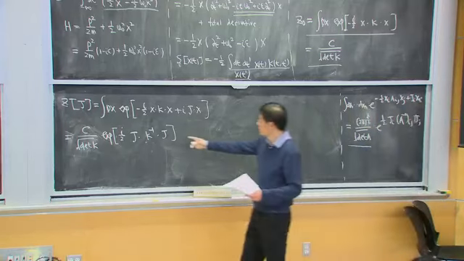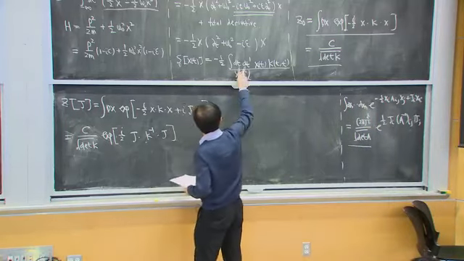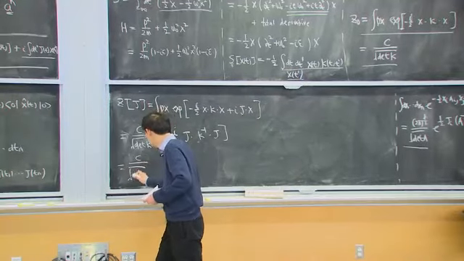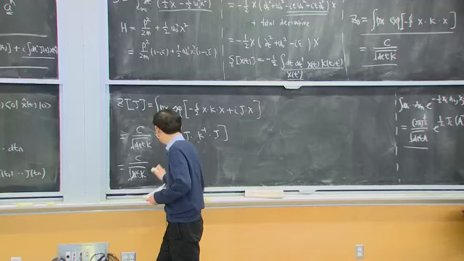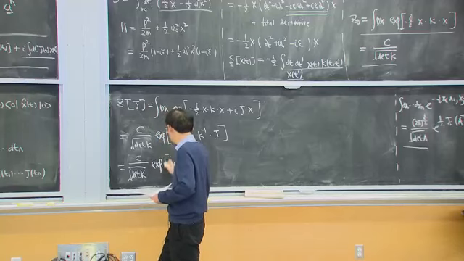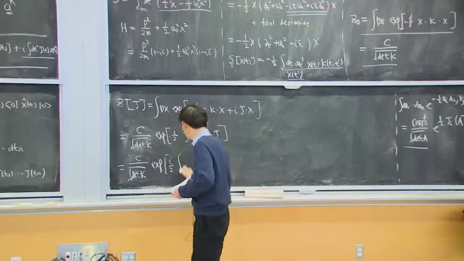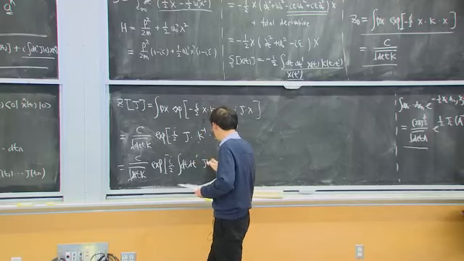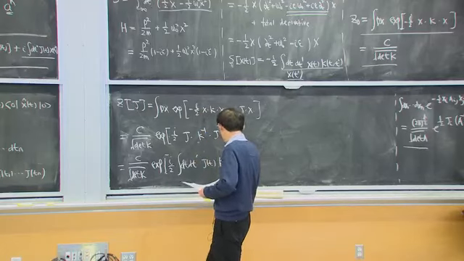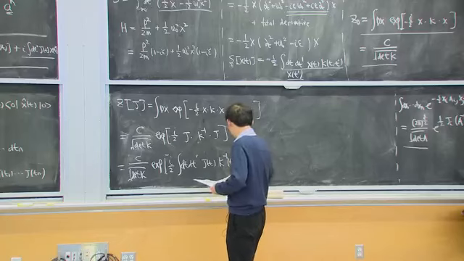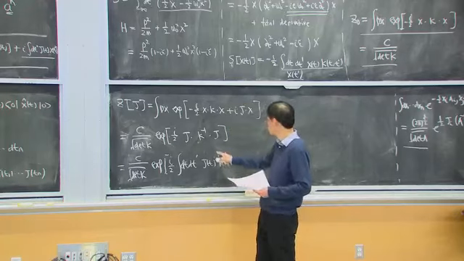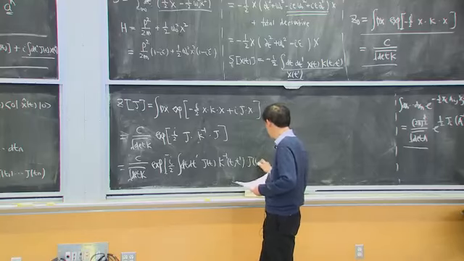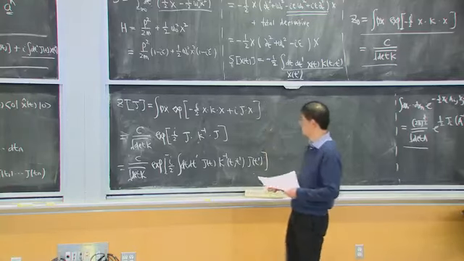If we translate this back into function language, it gives you C over the square root of determinant K, times exponential of i divided by 2, integral dt dt prime J(t) K inverse (t, t prime) J(t prime). K inverse should be understood as the inverse of this K.